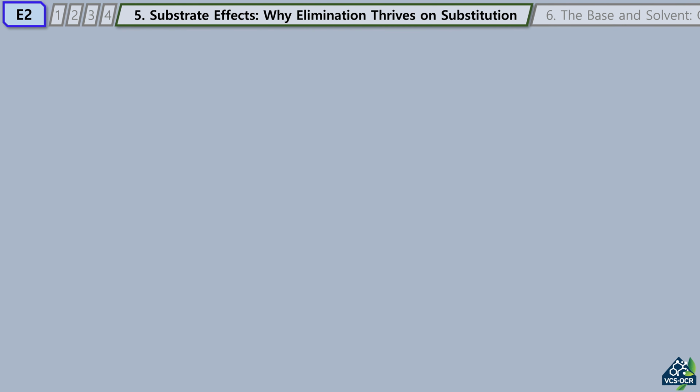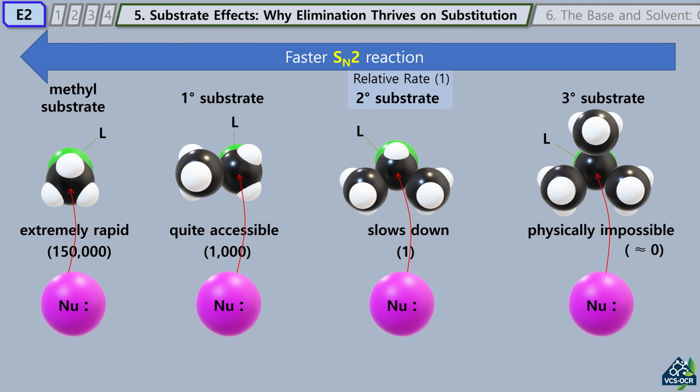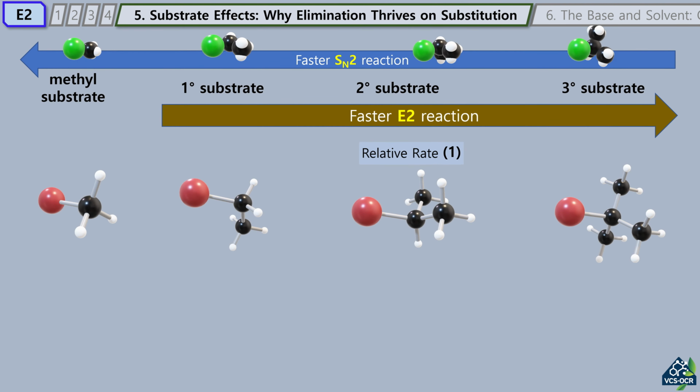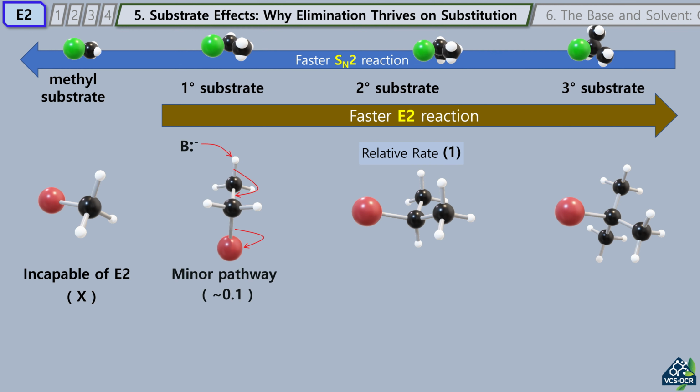Section 5. Substrate effects. Why elimination thrives on substitution. A striking contrast exists between substitution and elimination. While SN2 reactions are severely hindered by steric bulk, E2 reactions often benefit from it. Methyl substrates, for instance, are completely incapable of undergoing E2 elimination, as they lack the necessary beta hydrogens required for the reaction. Primary substrates are small and accessible, making them ideal candidates for SN2 reactions. E2 is typically a minor pathway, unless a bulky base is employed to suppress nucleophilic substitution.